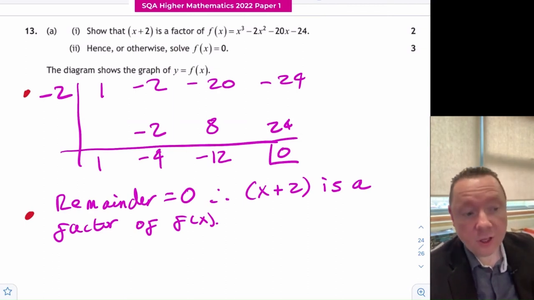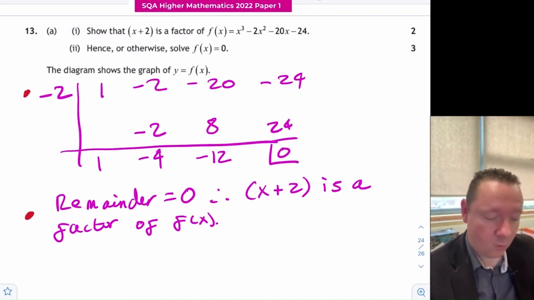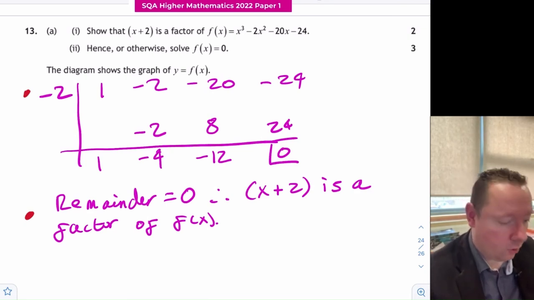If you had done it the other way by substituting minus 2 directly, then you would still get an answer of 0, but you would say that since f of minus 2 equals 0, x plus 2 is a factor. So it's the same way. Okay, let's move on to part 2. Hence or otherwise solve f of x equal to 0.